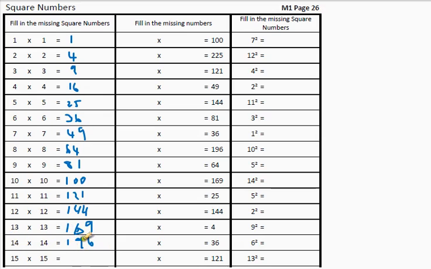15 times 15. That must be over 200 because that is very close to 200. It is 225. You can say 10 times 15 and 5 times 15 also and add it up. That is my square numbers.